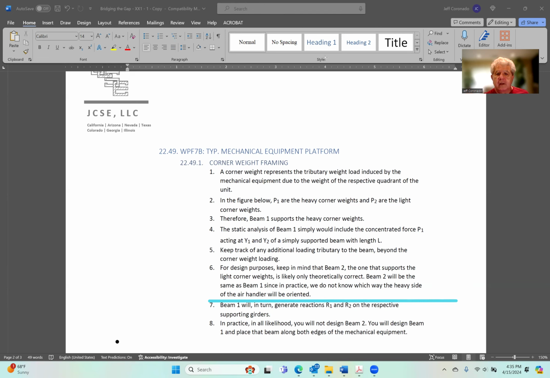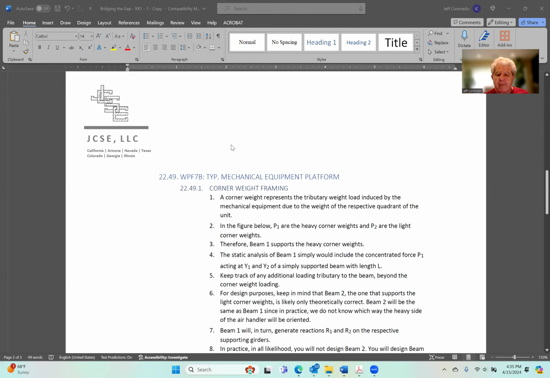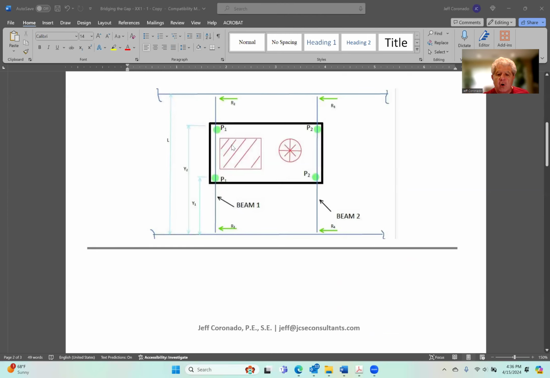Good point. Let's go back up here. Theoretically, sure, we can say P1 was like 350. So this corner weight is 350 pounds, this corner weight is 350 pounds, this corner weight is 150 pounds, and this one is 150 pounds.